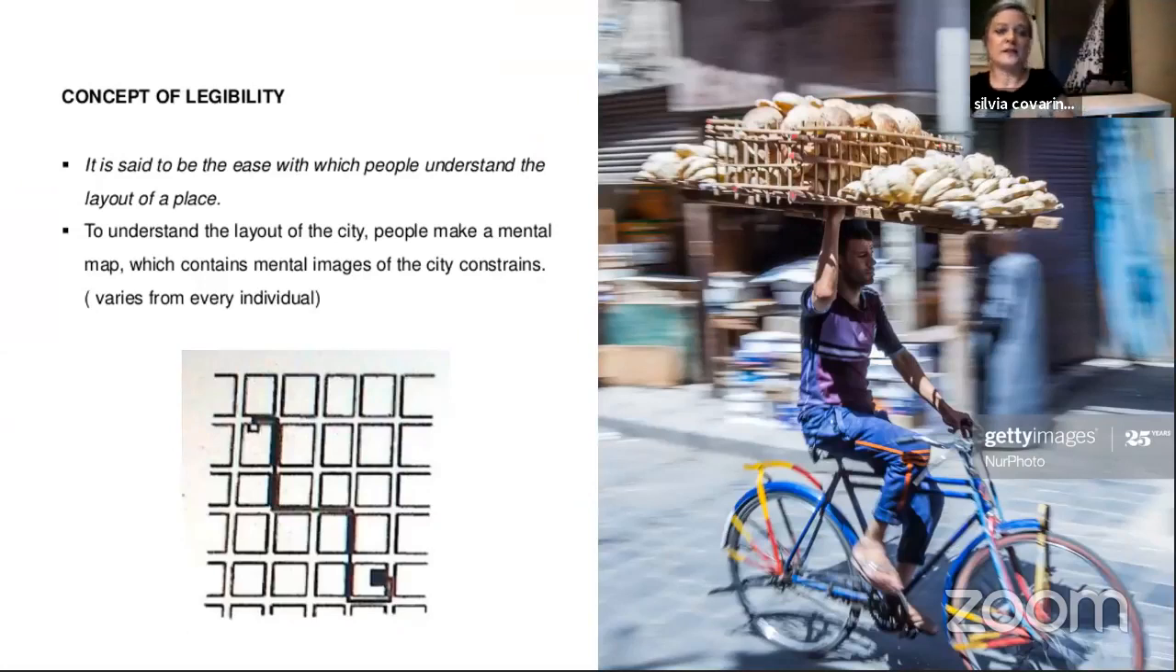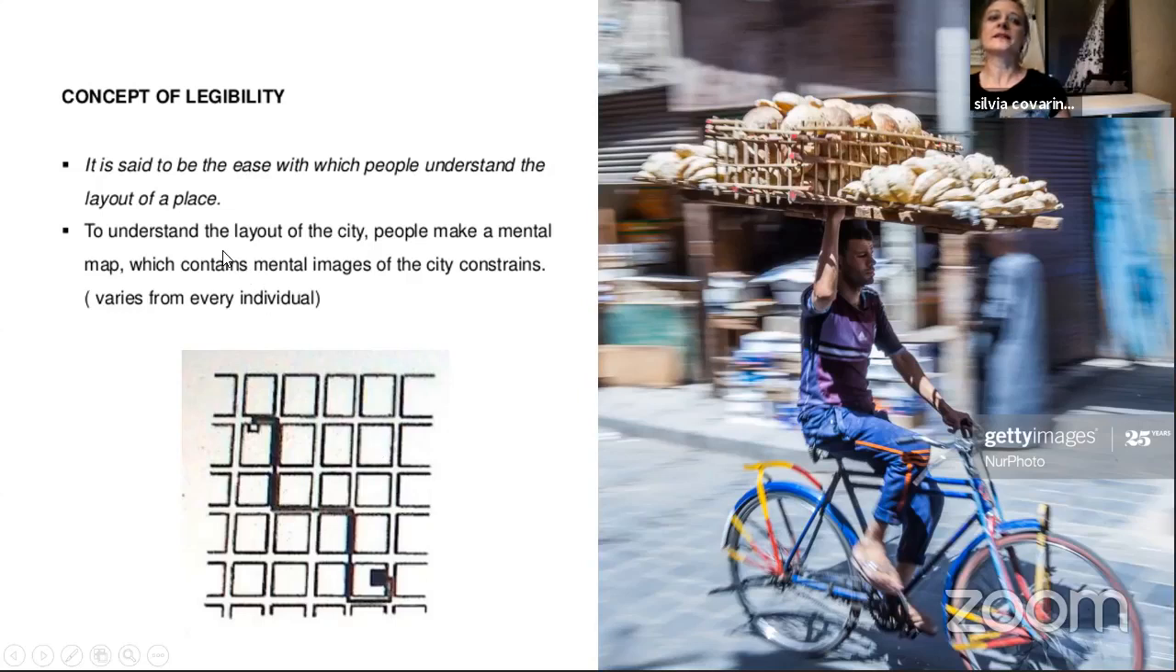The concept of legibility: now let's try to go deeply, step by step, through the Kevin Lynch reference. Kevin Lynch says it is the ease with which people understand the layout of the place. Okay, understanding the layout of the place means understanding where we are moving from and to. This is a typical example of users of the city: inhabitants and citizens really know very well the connection from one point to another without Uber, without GPS, without Google.